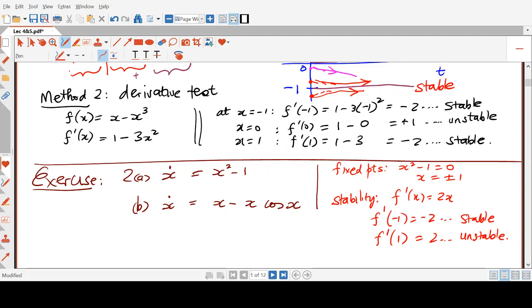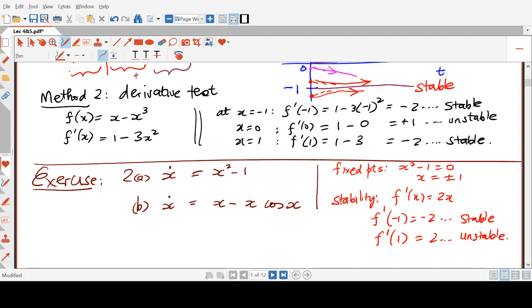Okay, that's it. Derivative is 2x. There are two fixed points, minus 1 and plus 1. You plug in minus 1, you get minus 2. That's stable. And if you plug in plus 1, it's plus 2, which is unstable. End of game.